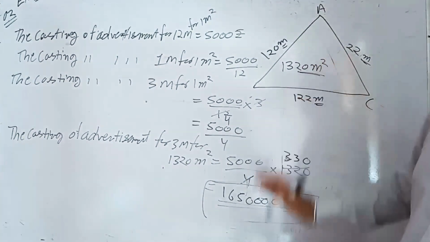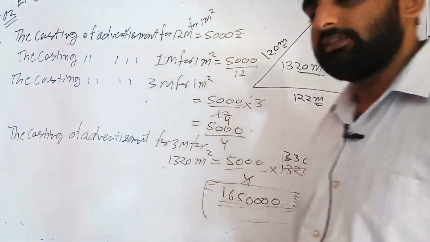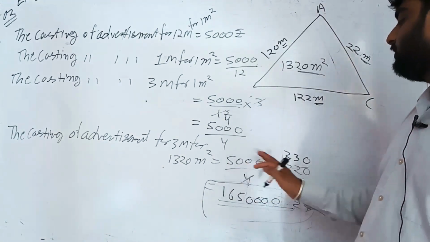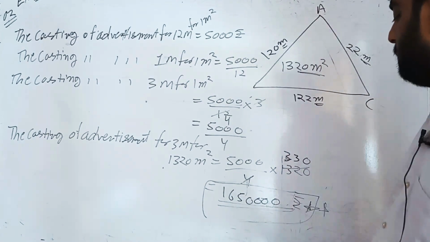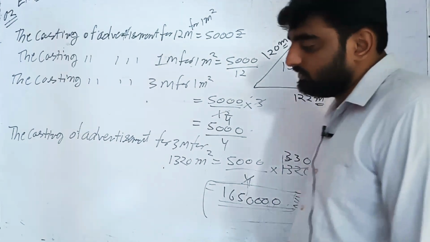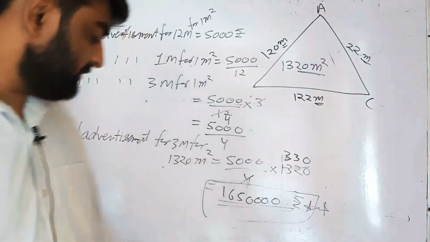Because we have to find the cost for this triangle area, that is 5,000 upon 4 into 1320. If we simplify it, that is 1,650,000 rupees is the answer.